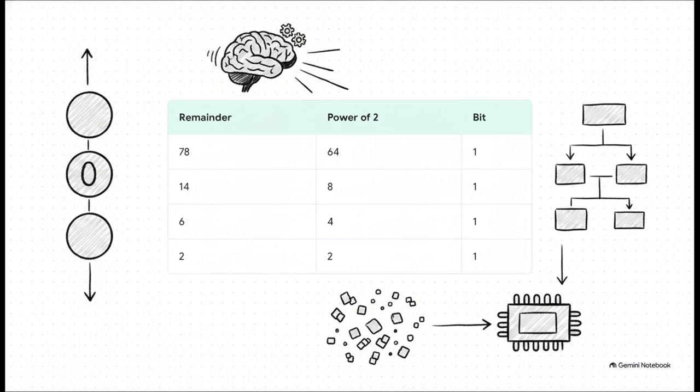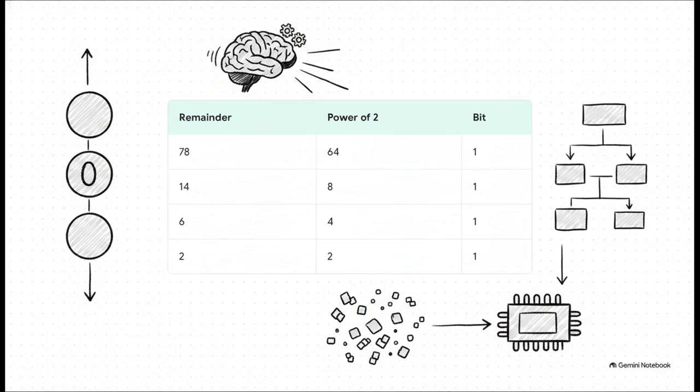Okay, so the largest power of 2 less than 78 is 64. We put a 1 in the 64 column, subtract 64 from 78, and we're left with 14. Next, the largest power of 2 less than 14 is 8. So a 1 goes in the 8 column. Subtract 8 from 14, and we have 6 left.